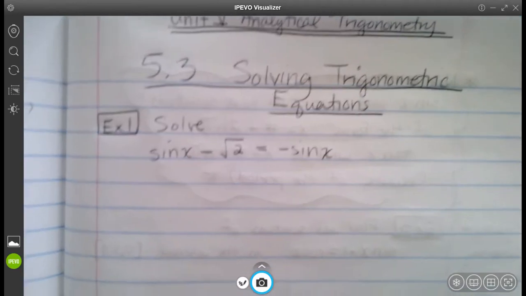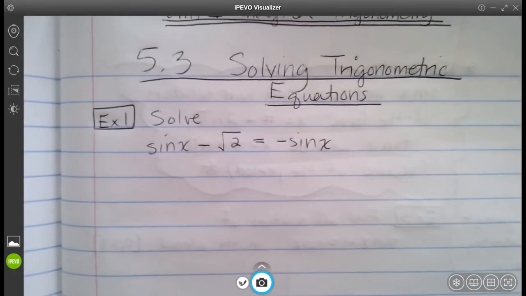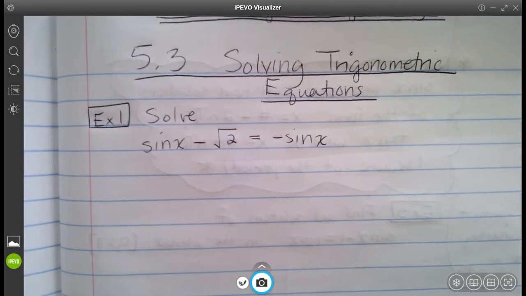Example number 1, we're going to solve, let me just focus this a little bit, it's a little blurry. So we're going to solve sine of x minus the square root of 2 is equal to negative sine of x, okay? So how are we going to do that?